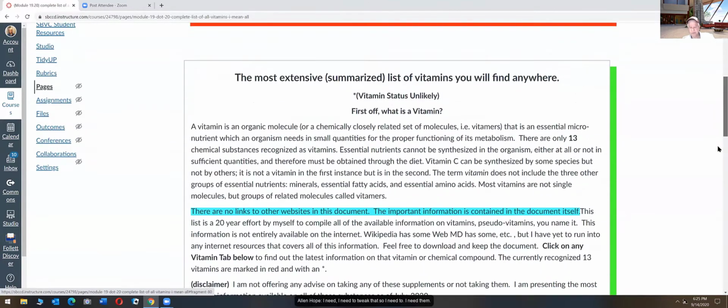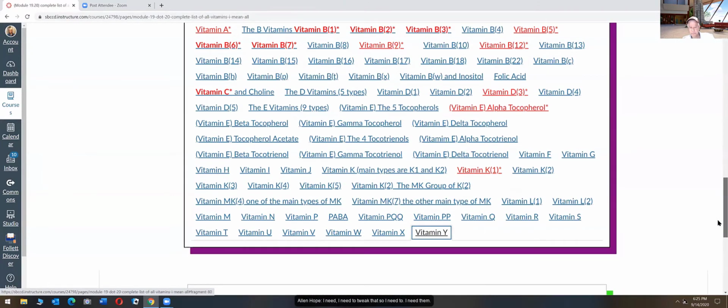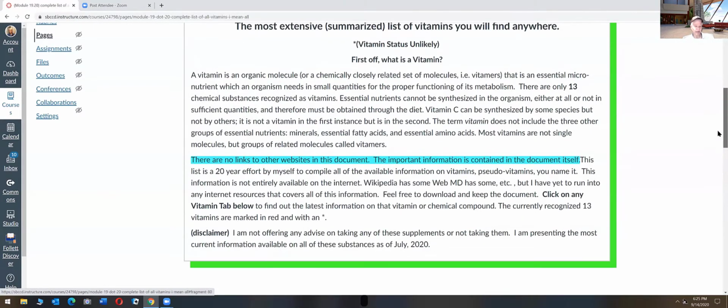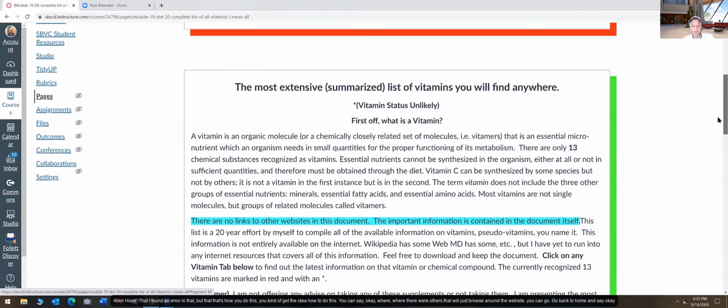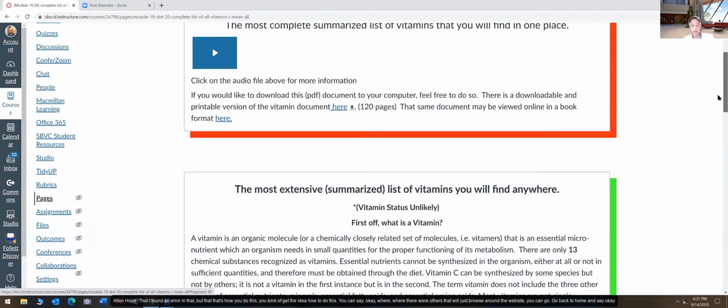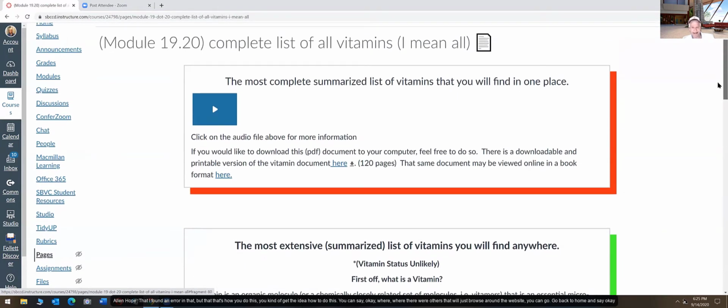No, it's not. I need to tweak that. I found an error in that. But that's how you do this. You kind of get the idea how to do this.